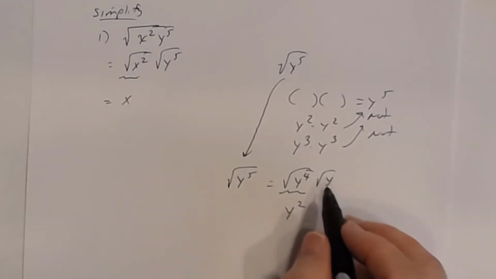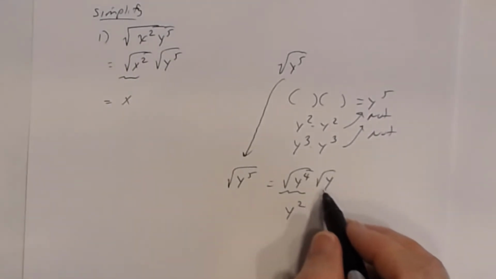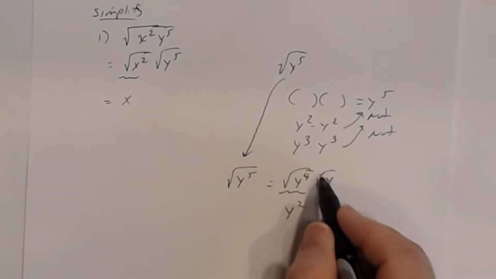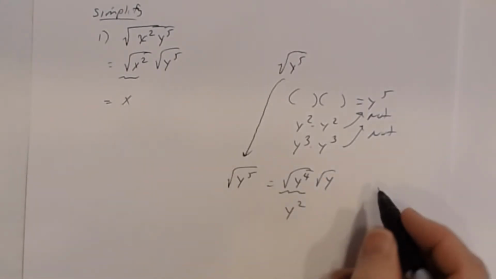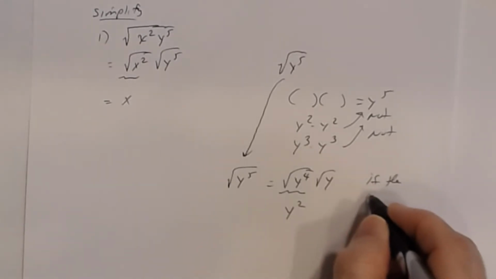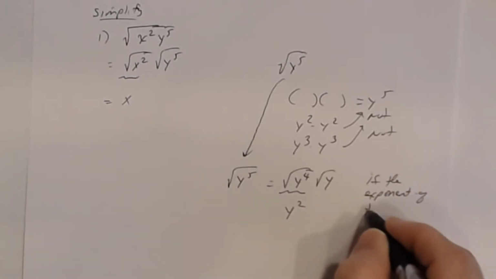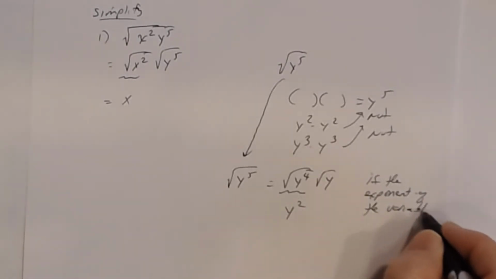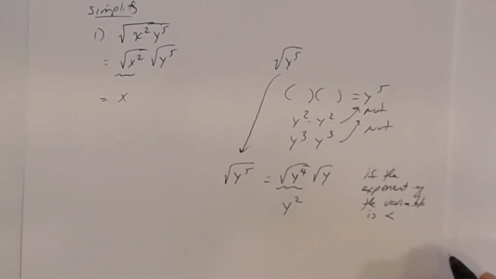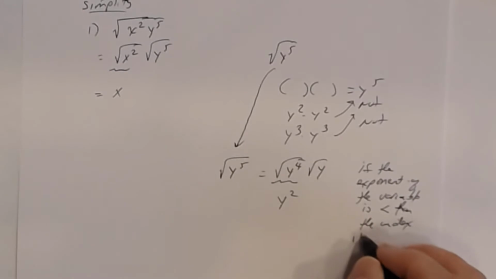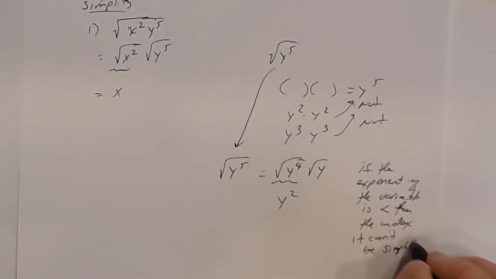Now let me tell you why you cannot simplify this. Look at the exponent. The exponent is 1. If the exponent is less than the index, you're done. If the exponent of the variable is less than the index, it cannot be simplified. The radical cannot be simplified.